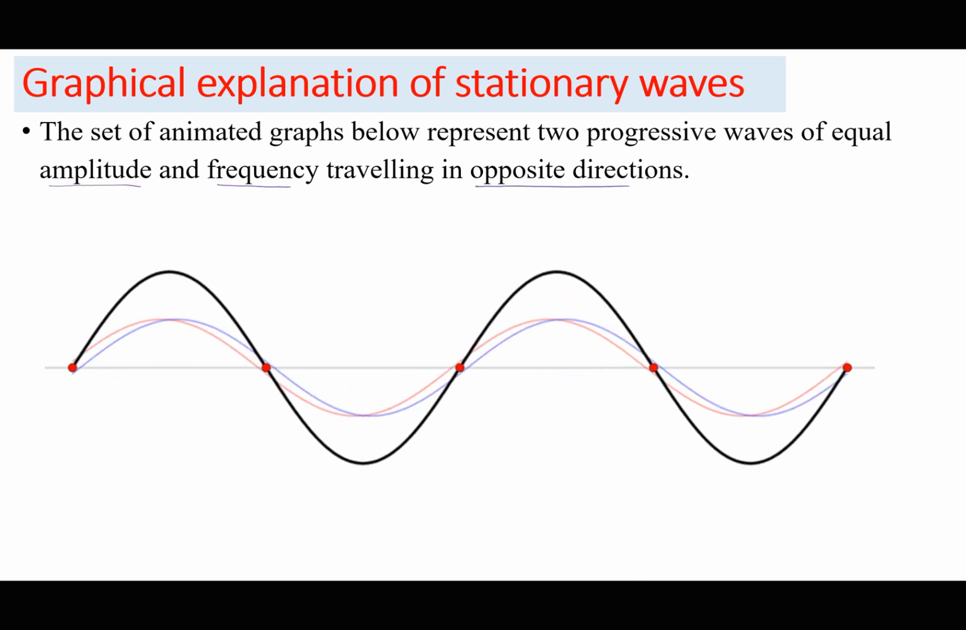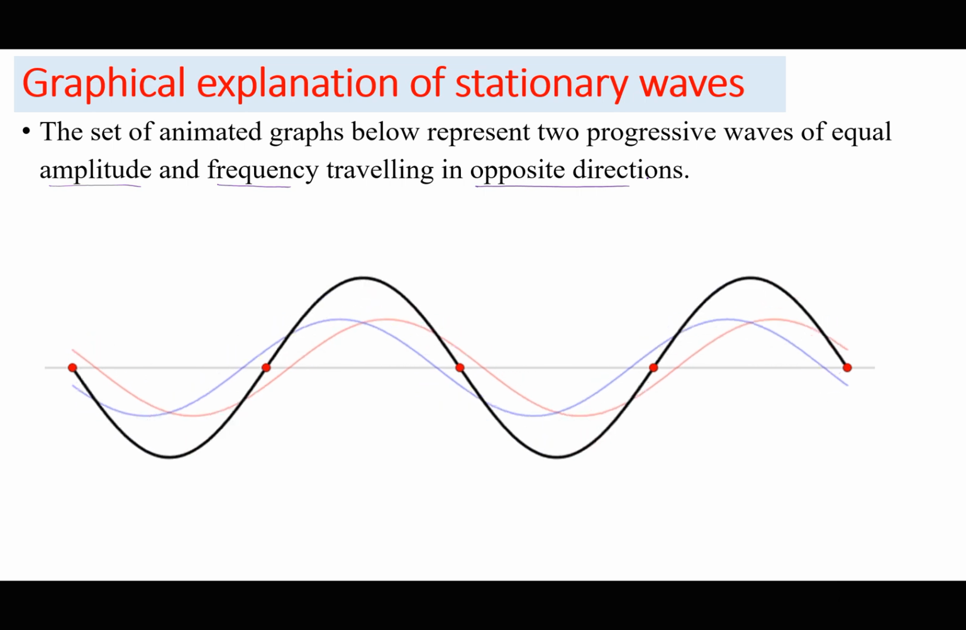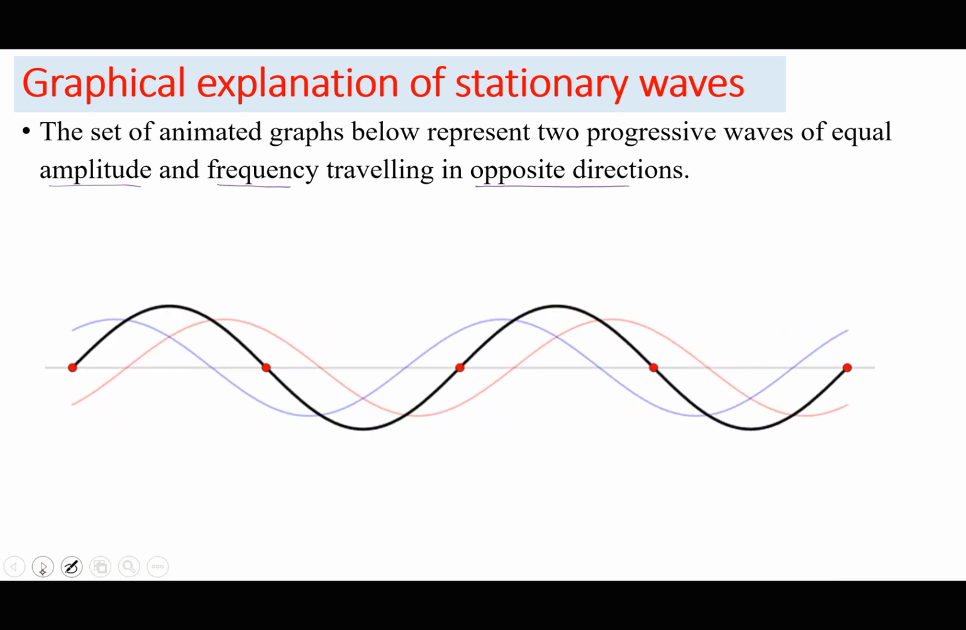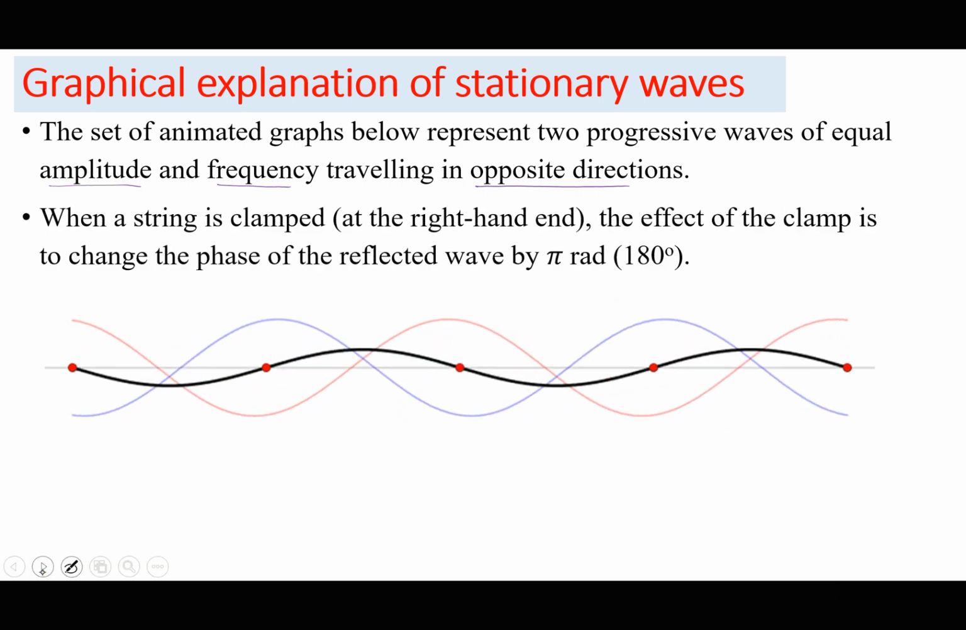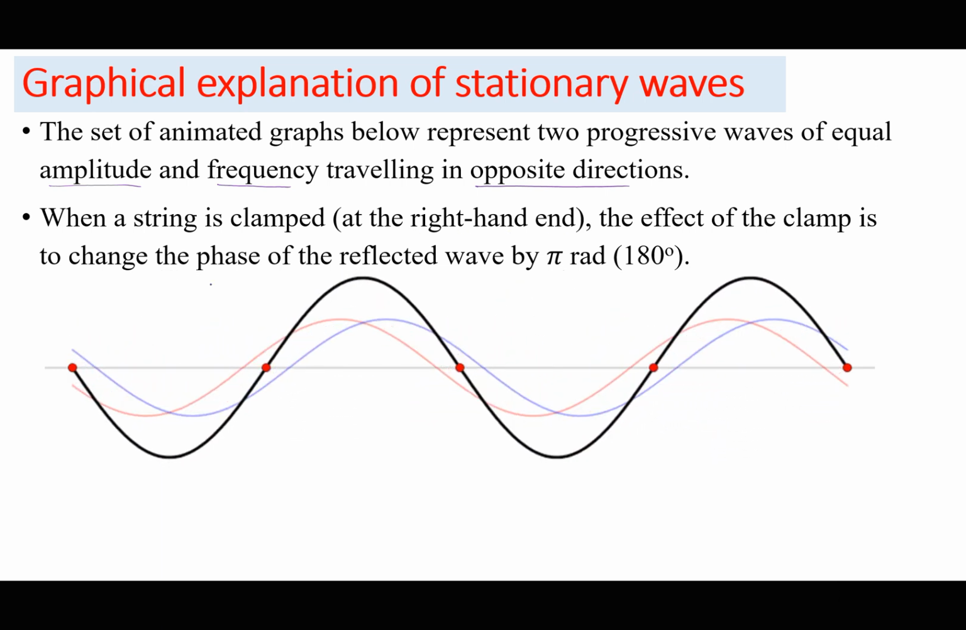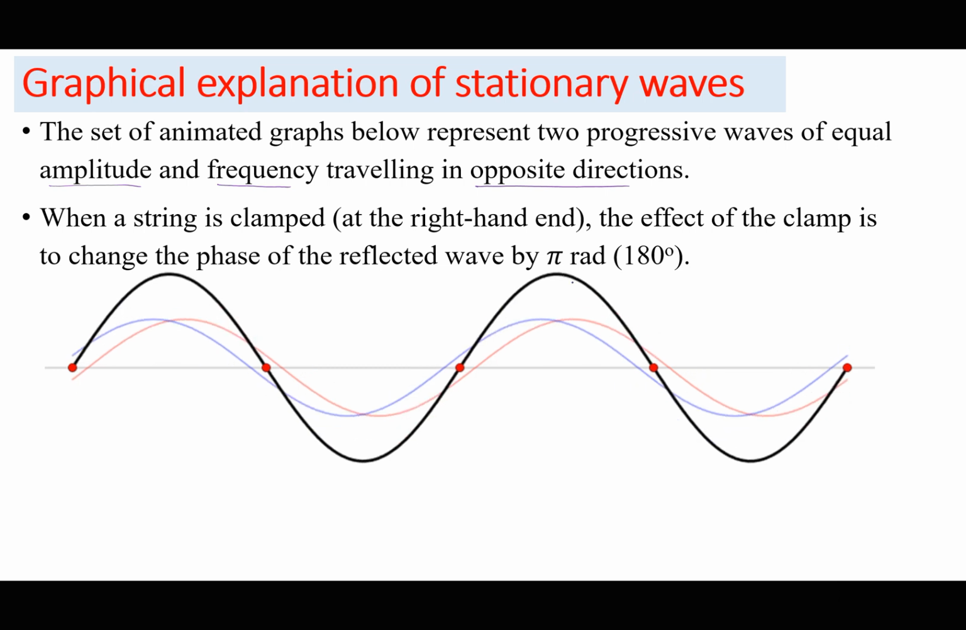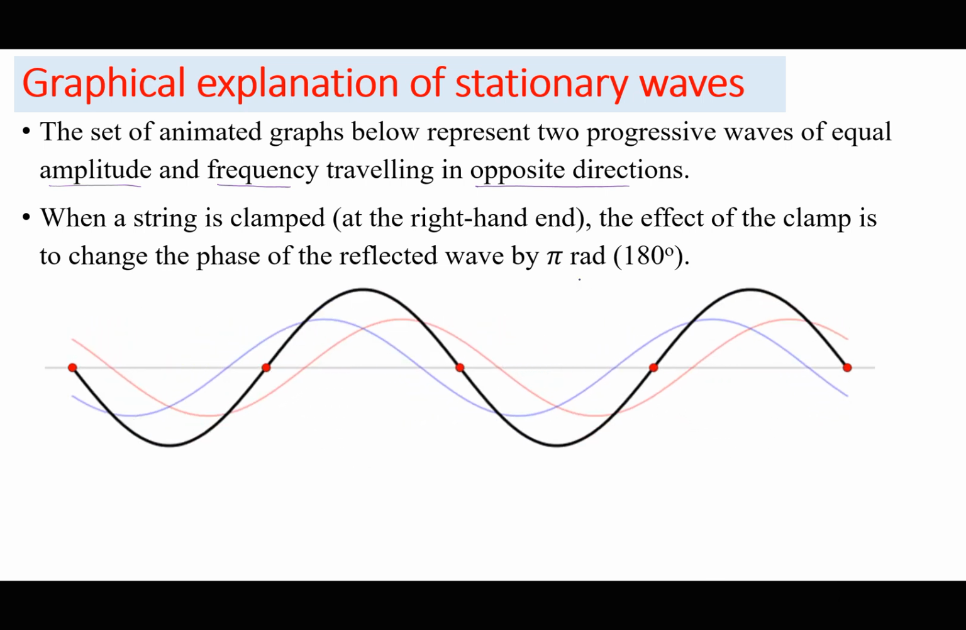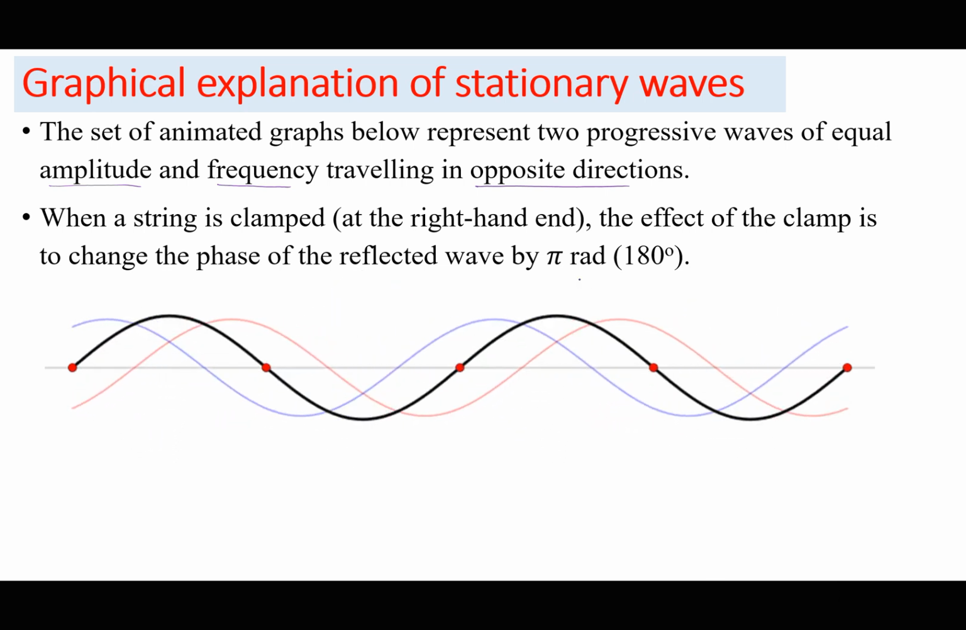So we are going to assume that they have the same type, so they have the same speed. When a string is clamped at the right hand end, the effect of the clamp is to change the phase of the reflected wave by pi when it returns. So we are going to consider 2 waves.